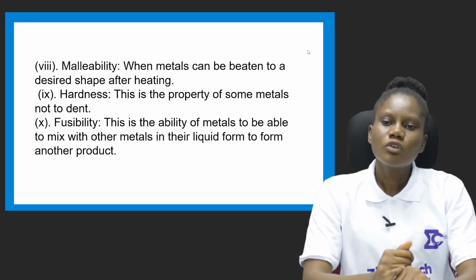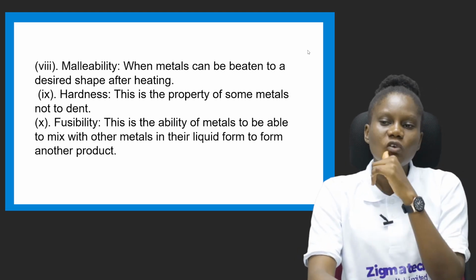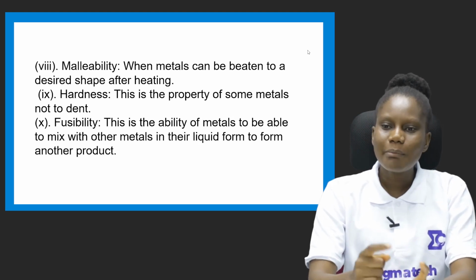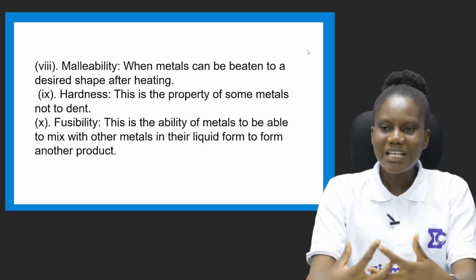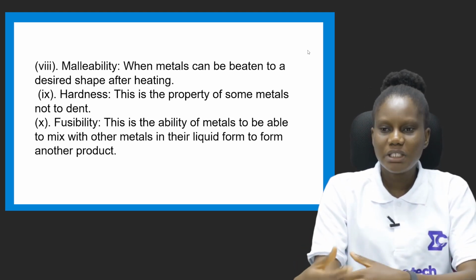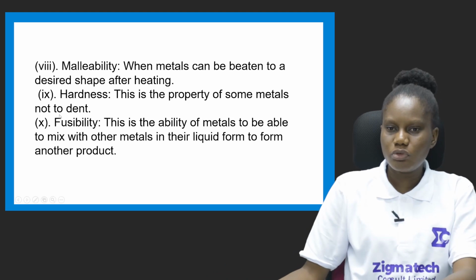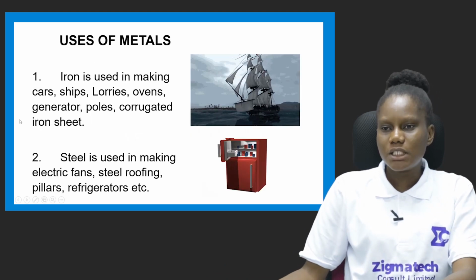And number 10 is fusibility. This is the ability of metals to mix with other metals in their liquid form to form another product. So the ability of metals to mix with other metals in their liquid form to form another product is fusibility.